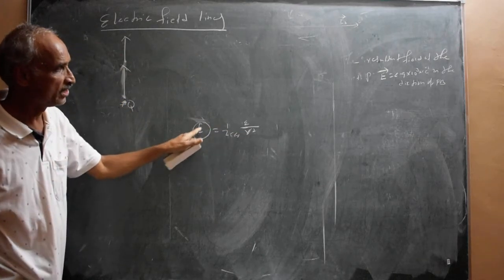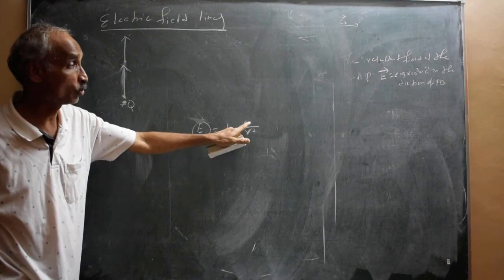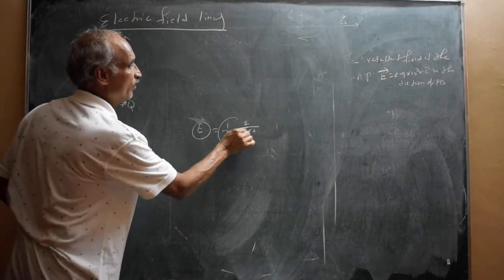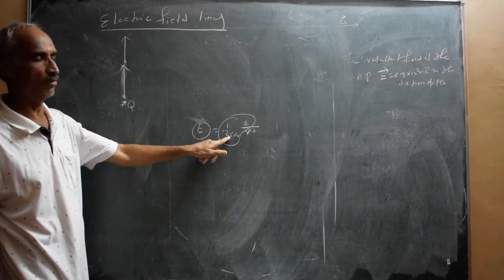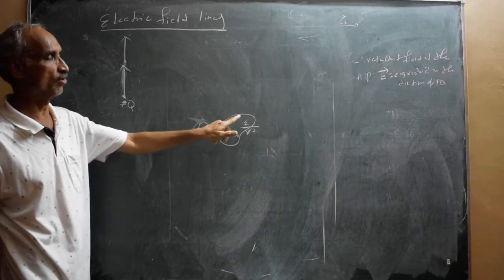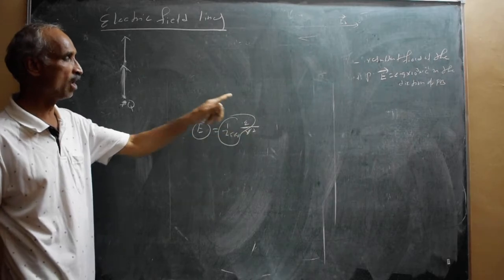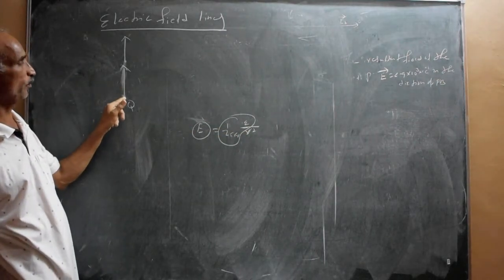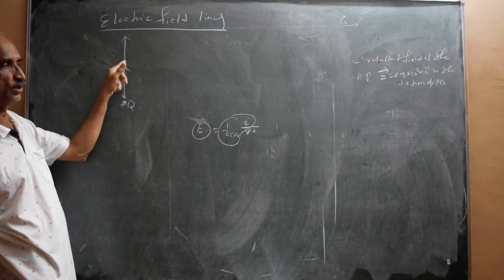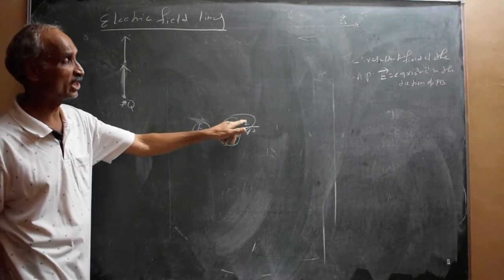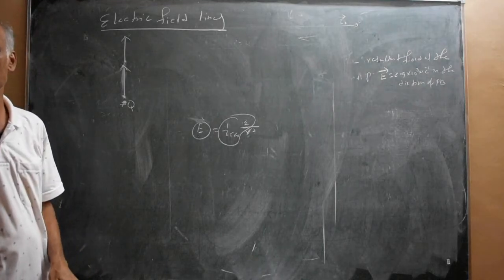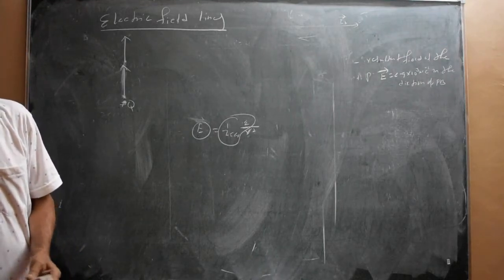Therefore, the field is inversely proportional to the square of the distance. So for a given charge, 1 upon 4 pi epsilon naught, which is 9 into 10 to the power of 9, is constant. Q is fixed. Therefore, R varies from point to point. For this point, R is less. For this point, R is more. Therefore, the field strength varies inversely as the square of the distance. Which means the more the distance, the less the strength of the field.